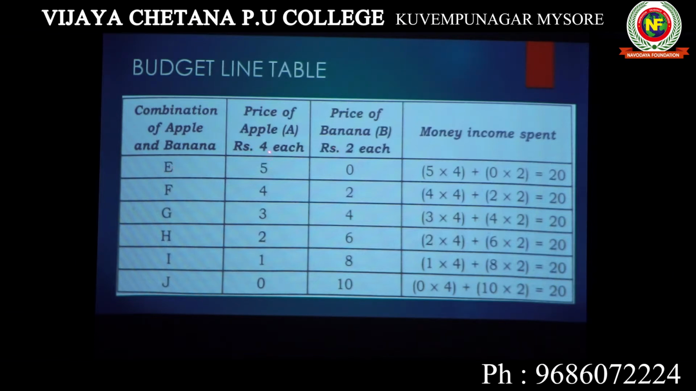In the first combination, he can purchase 5 apples. 5 fours are 20. That's why he can't purchase any banana, 0 bananas, because all his income has been spent on apples. See the second combination, 4 apples. He has sacrificed 1 apple to purchase more bananas. So he can purchase 4 apples, each apple rupees 4, 4 fours are 16, and with the remaining 4 rupees he can purchase 2 bananas at 2 rupees each. So it equals 20. In the same way, various combinations of two goods whose expenditure equals his income is what you call the budget line.